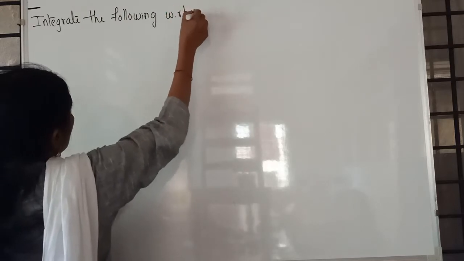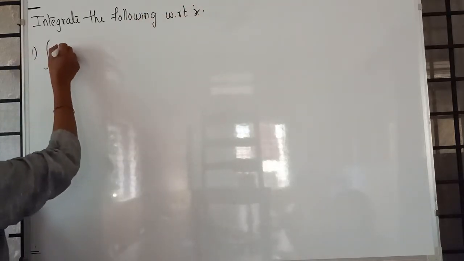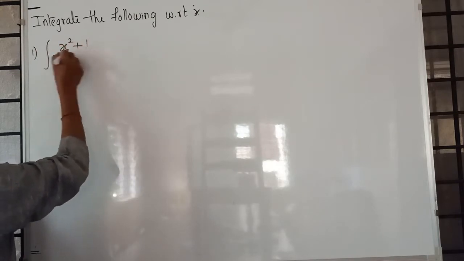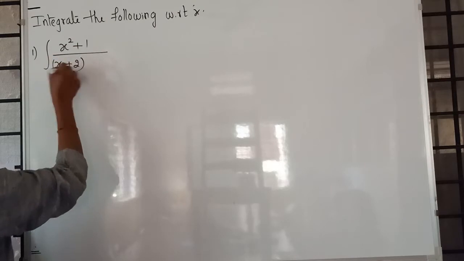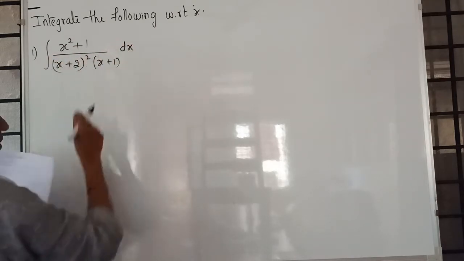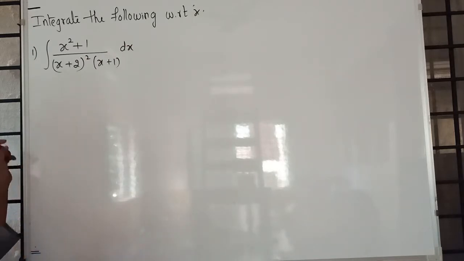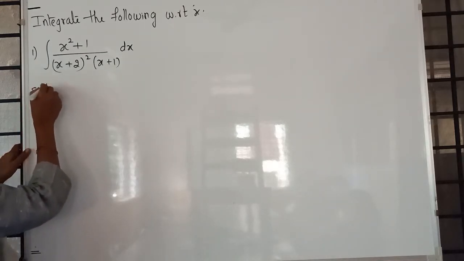with respect to x. First problem, integration of x square plus 1 divided by (x plus 2) whole square into (x plus 1) dx. See, the first step is what? We have to identify whether the fraction is a proper fraction or an improper fraction. So which type of fraction is it here?